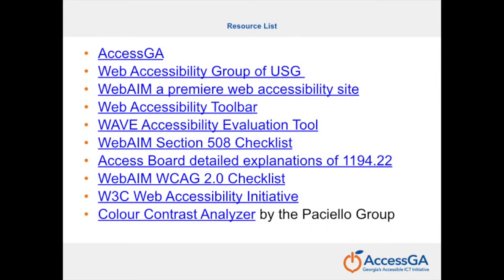And then there's a huge resource list I've included here. All of these are hyperlinked, so you can go directly to our Access GA website. You can see how there's the place where you can apply for assistance, if you need some assistance, if you have some questions. Then there's a web accessibility group from the University System of Georgia.